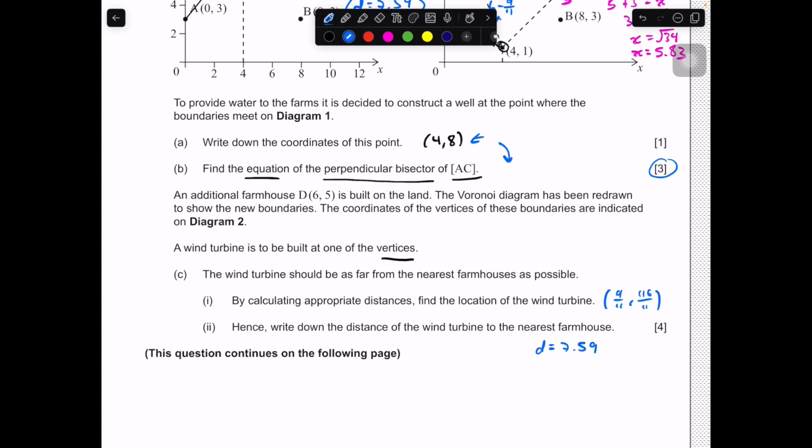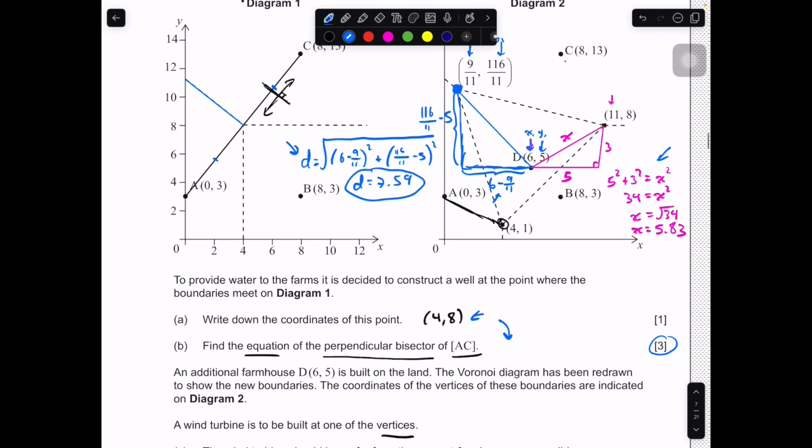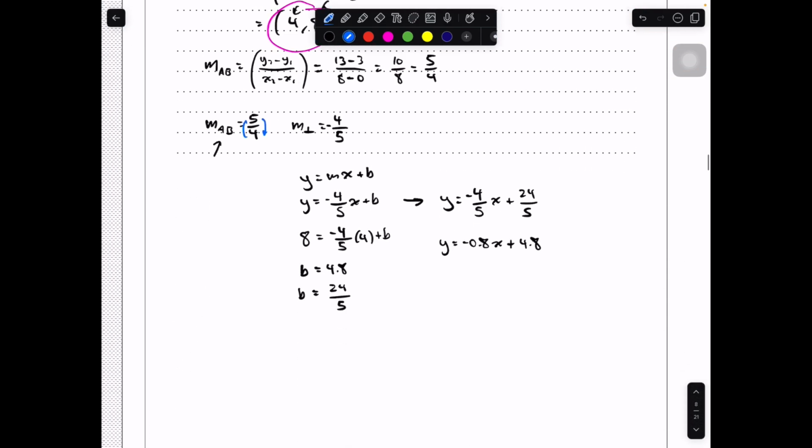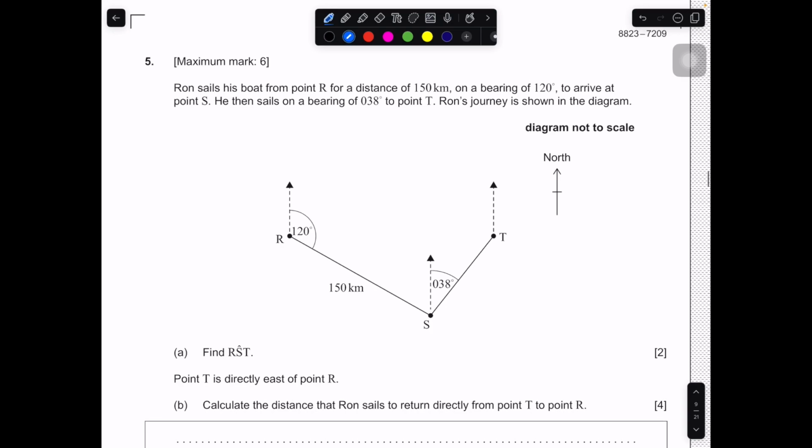Alright, so that one took quite a while. Sorry for the lengthy explanation for the Voronoi diagram. Little clumsy, I suppose. Okay, here we go. Let's recenter and move on.